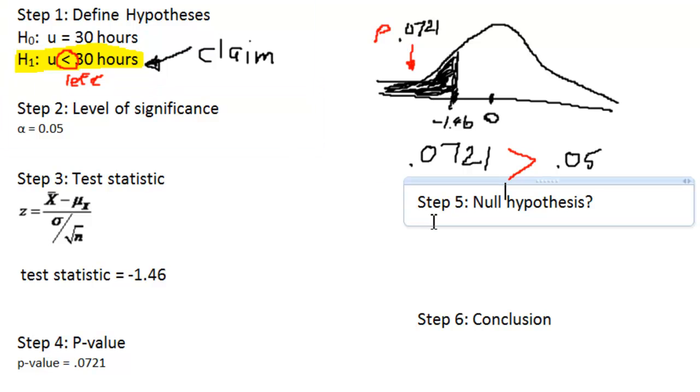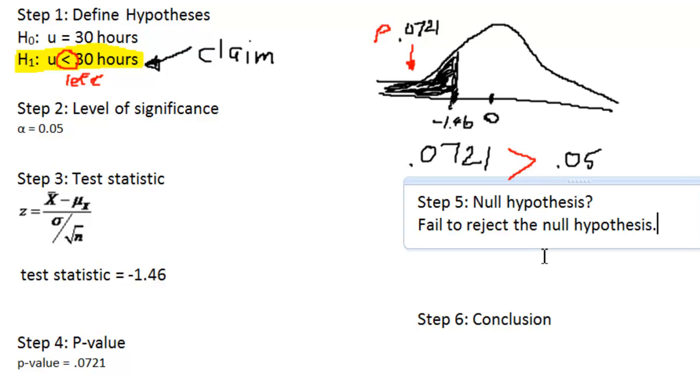What does that mean? That means when we get to step 5, our conclusion about the null hypothesis is that we are going to fail to reject the null hypothesis. In essence, I'm almost saying, in quotes, that we're going to accept the null hypothesis. We're not really accepting it. We don't say that. We state it as we fail to reject it.